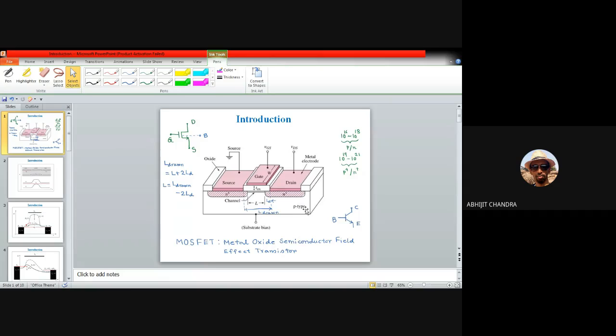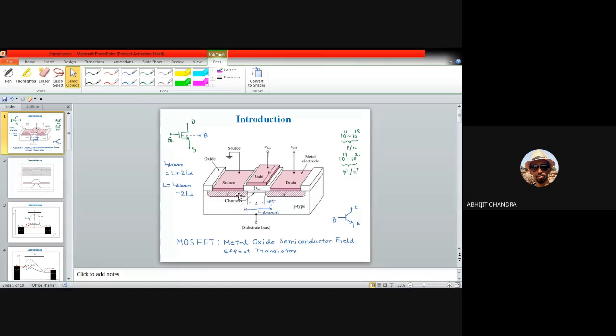Instead of a P-type substrate, we have an N-type substrate, and instead of N plus as the source or drain region, we have P plus. In that case, the holes will be the charge carriers responsible for current conduction. So for N-type MOS, the electrons are responsible for current conduction, and for P-type MOS, the holes are responsible. Now let us restrict our discussion to N-type MOS only to understand the device physics.